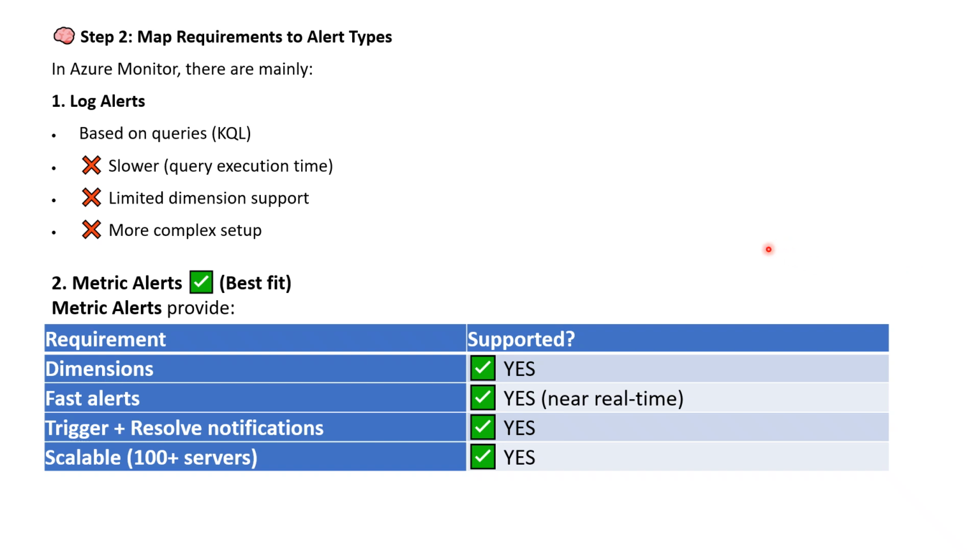Now what do we do in step 2? In Azure Monitor there are mainly log alerts based on queries. They are slower, with query execution time, limited dimension support, and more complex setup. So why is metrics alert the best fit? If these are the requirements, see whether it fits or not. Dimensions, yes, it fits. Fast alerts, yes, near real time. Trigger plus resolve notification, yes. Scalable, yes, 100 plus servers.